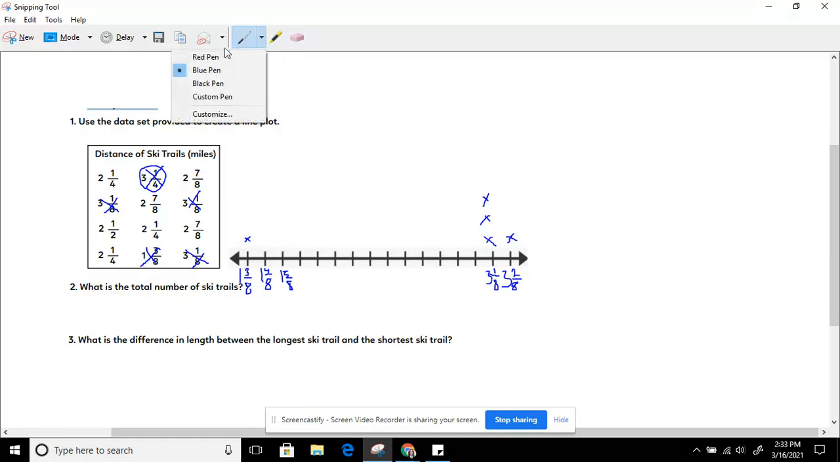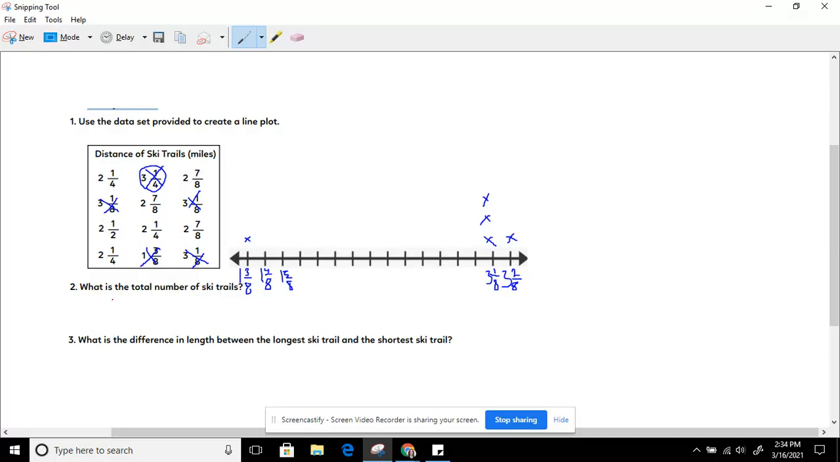And I'm not going to solve these for you. I will talk you through them, but your job is going to be to go and answer the questions. So number 2, what is the total number of ski trails? For that one, for number 2, it's simple. These are the different ski trails. How many data points are there? You're going to count those up. That would be number 2.